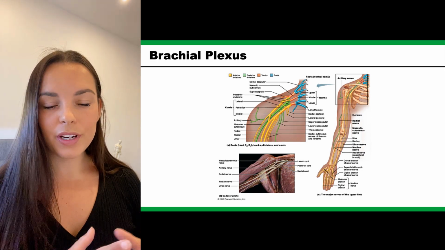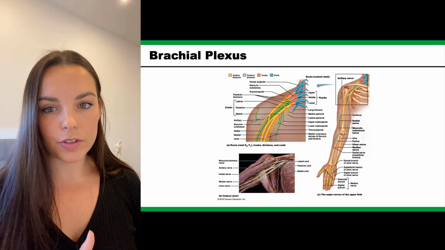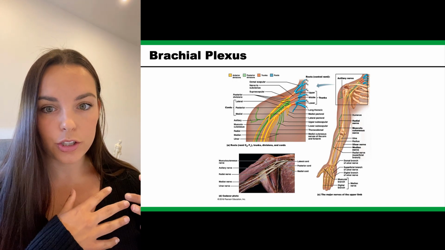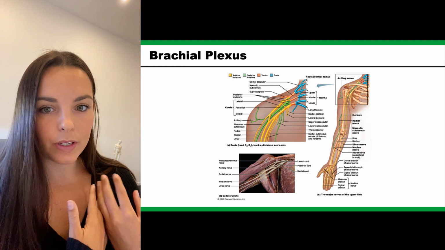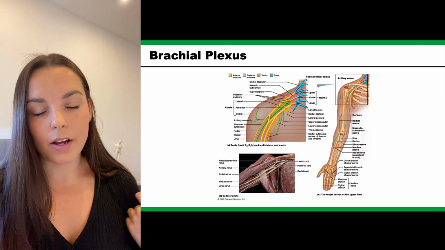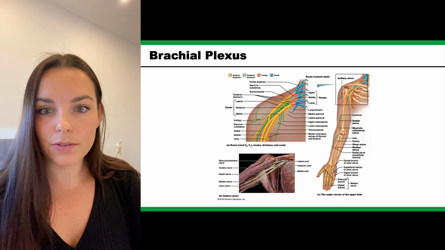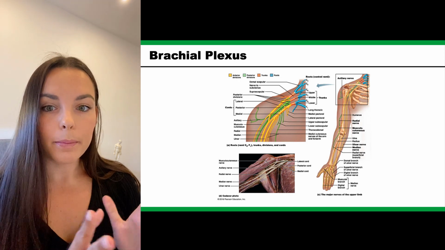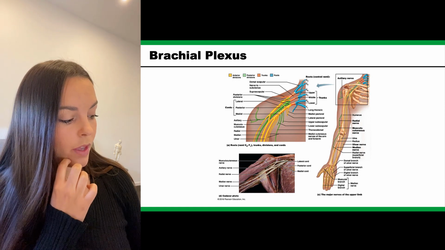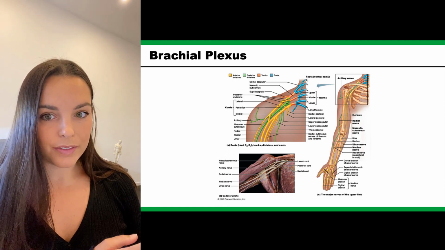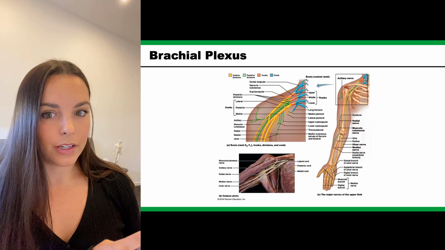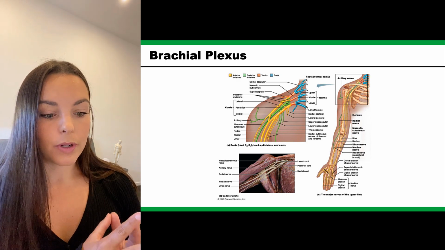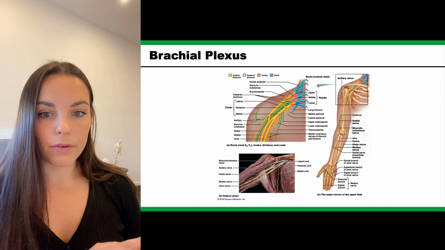All right, so let's talk now a little bit about the nerves of the brachial plexus. So where these spinal nerves intertwine, then we have some specific nerves which come down our arm and innervate the muscles of our upper limb. So we have the axillary nerve, the musculocutaneous nerve, the radial nerve, the ulnar nerve, and then of course the median nerve as well. So each of these nerves supplies or innervates some different muscles of the arm.